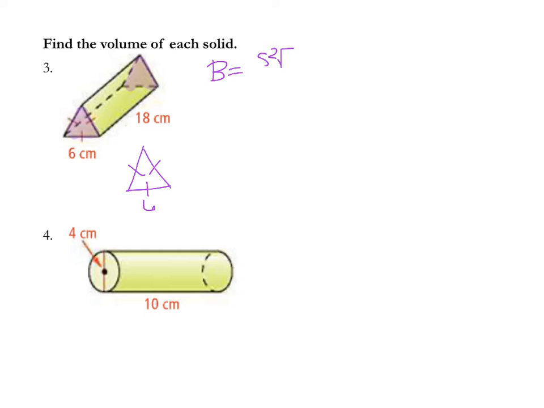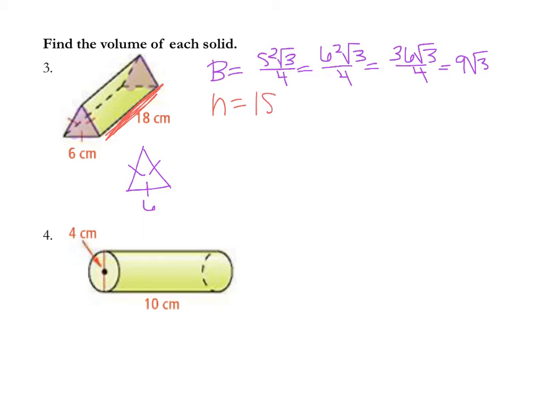I have to do the side squared radical 3 over 4 formula. So that's going to be 6 squared radical 3 over 4, which is 36 radical 3 over 4. And you get 9 radical 3. And then H is the line connecting the two bases together, which is going to be that 18. So to find V for this one, it's just going to be 9 radical 3 times 18.